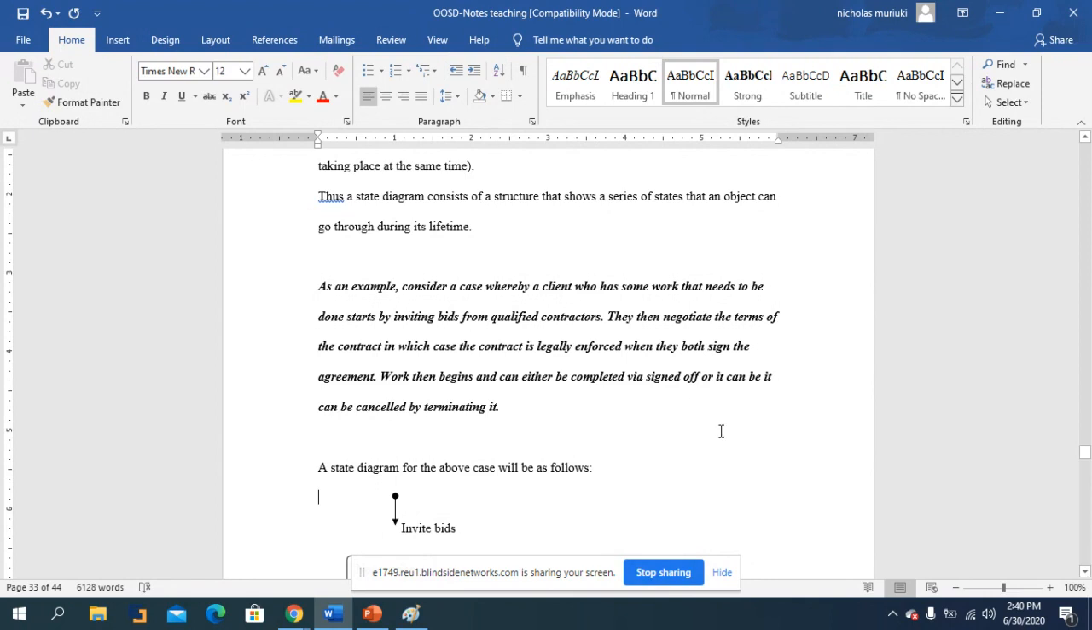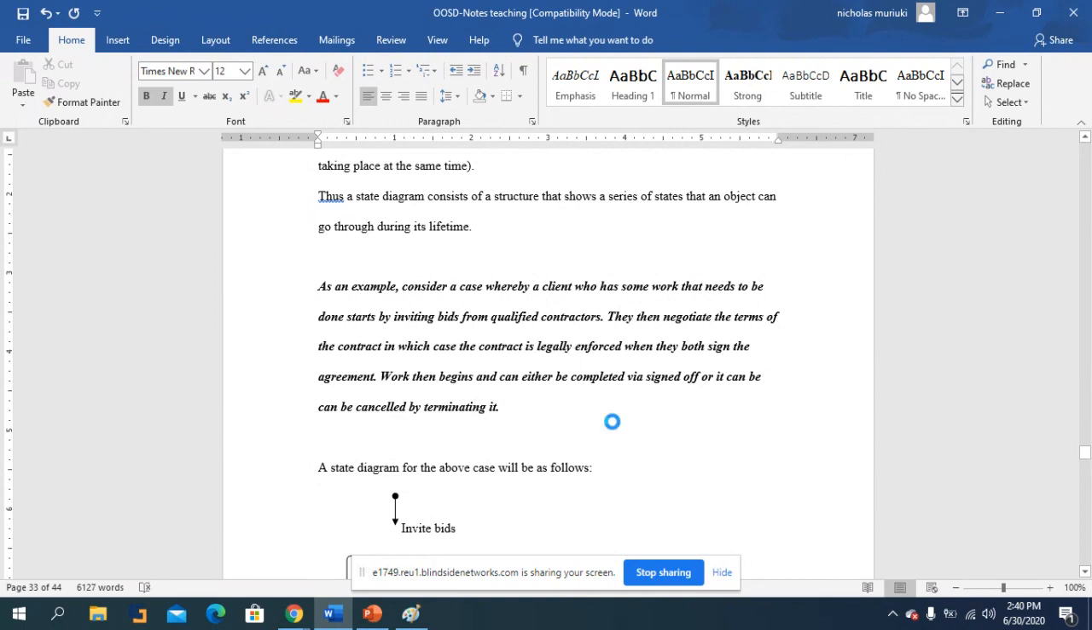They then negotiate the terms of the contract, in which case the contract is legally enforced when they both sign the agreement. Work then begins and can either be completed via sign off, or it can be terminated, or it can be cancelled by terminating it.